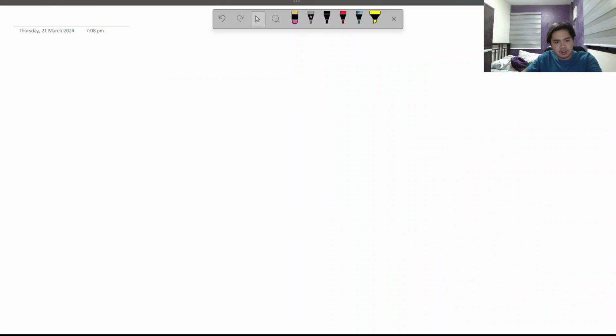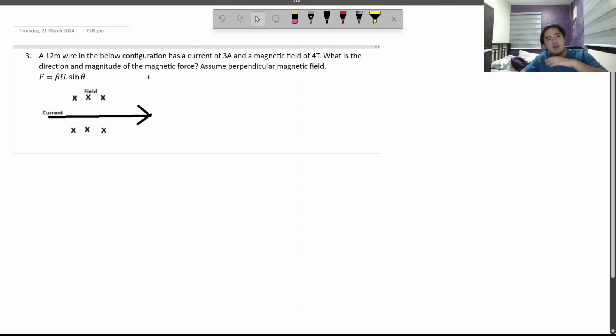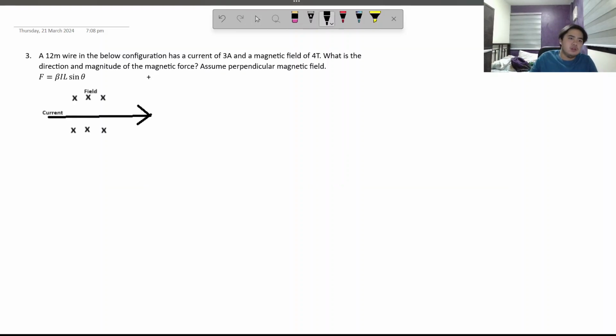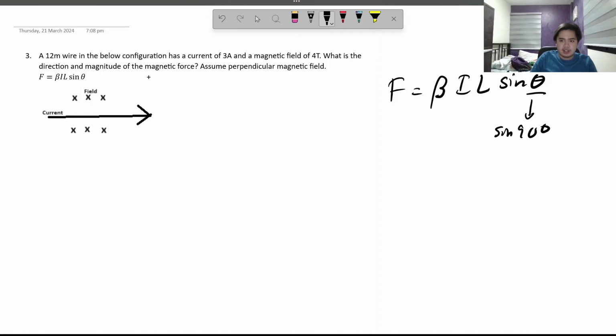Question number 3 is about magnetic force. A 12-meter wire in the below configuration has a current of 3 amperes and a magnetic field of 4 Tesla. What is the direction and magnitude of the magnetic force? Let's assume that the magnetic field is perpendicular. The formula is F equals beta IL sine theta. Theta in this case is 90 degrees since it is perpendicular, and sine 90 degrees is just equal to 1.